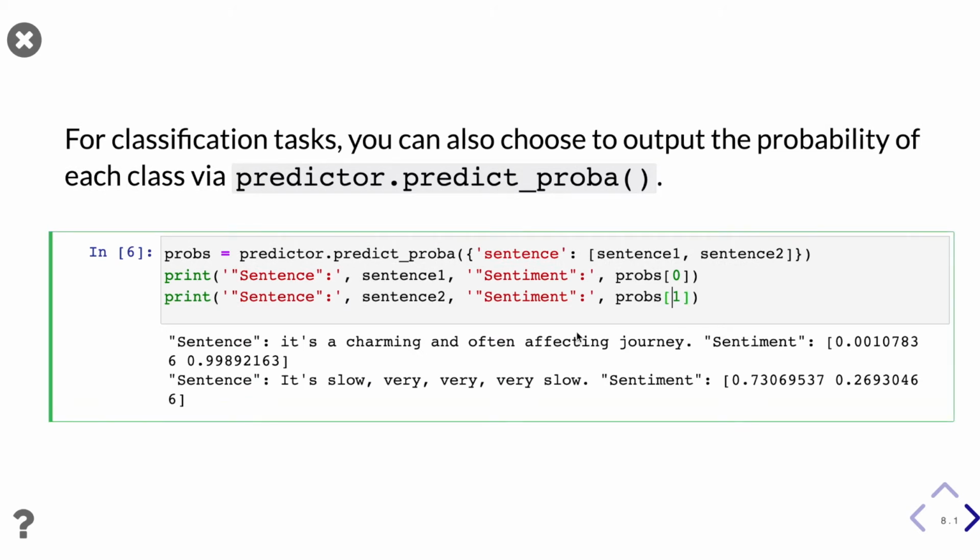So here we can see for the first sentence, the probability of being positive is very high, it's 0.998. And for the second sentence, the probability of being negative is higher than the probability of being positive. So the probability that this sentence contains negative sentiment is 0.773.